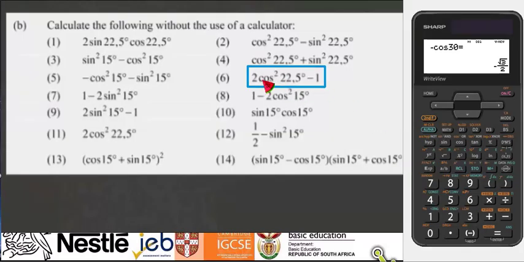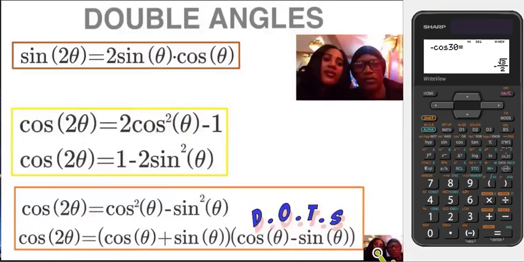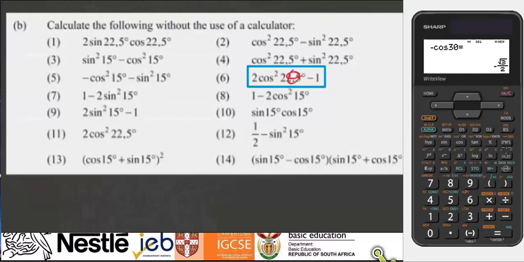Okay, you've got 2 cos squared 22.5 minus 1. If I put theta here, that is the rule for cos, for double angle. It's actually this one. It's cos double the angle. So which means I can write that as cos of double the angle, in brackets 2 times 22.5.